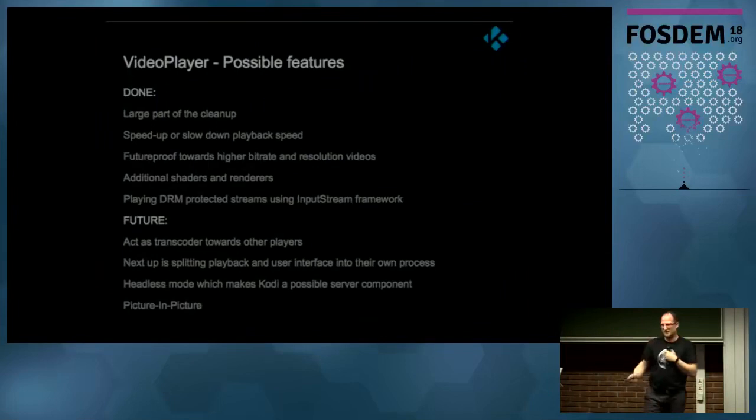There's a plugin out there, you can just install it, and you have your Netflix library, Amazon Prime, Sky, using the DRM framework. So if the hardware supports DRM with Widevine, it just works.